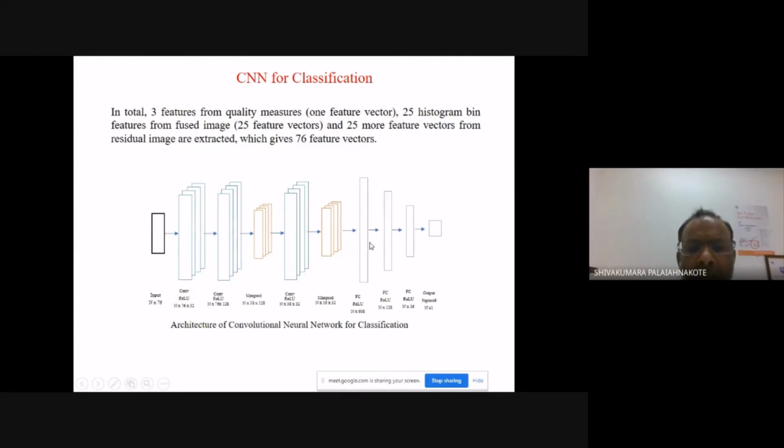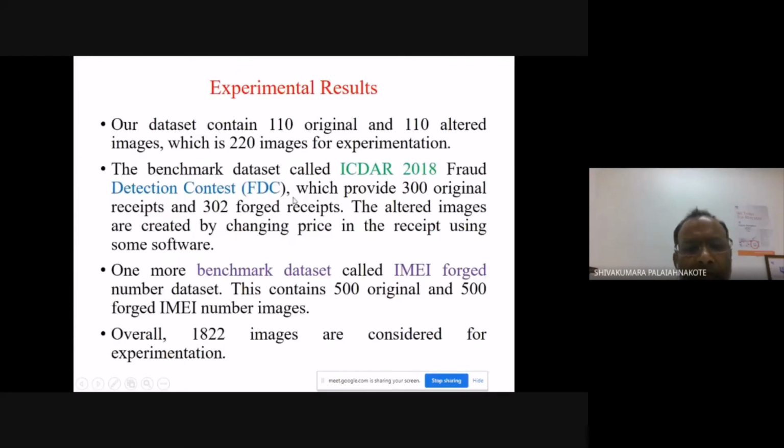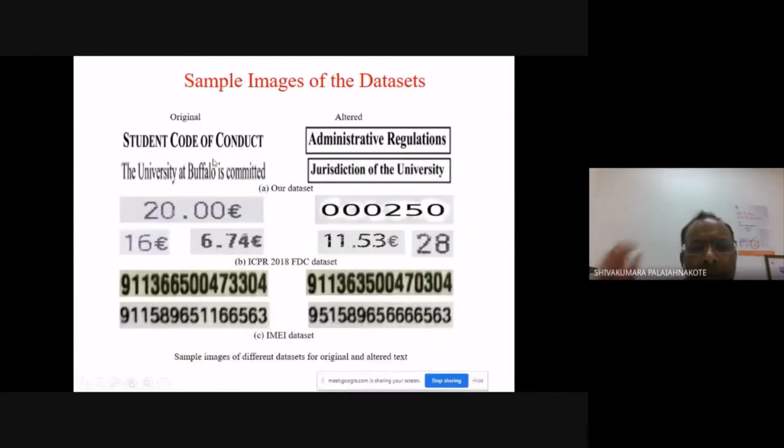Now that's all. So now we see there is one standard data set. We found a standard data set. This is the ICDAR 2018 detection contest data set, and this is one more data set. This is our original data set. Now this is ICDAR, with original and forged, and this is the IMEI data set, the international mobile equipment identity, a unique number.